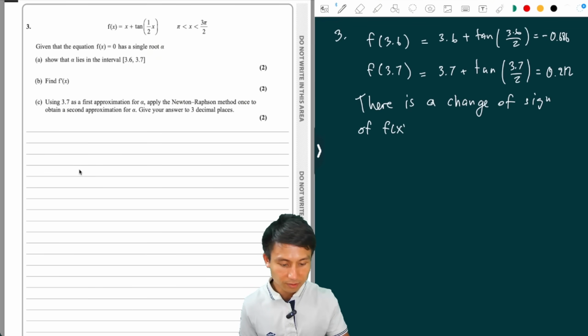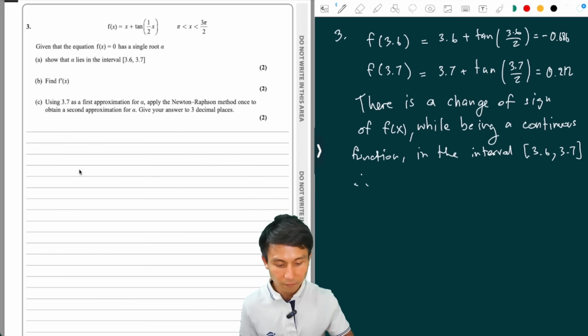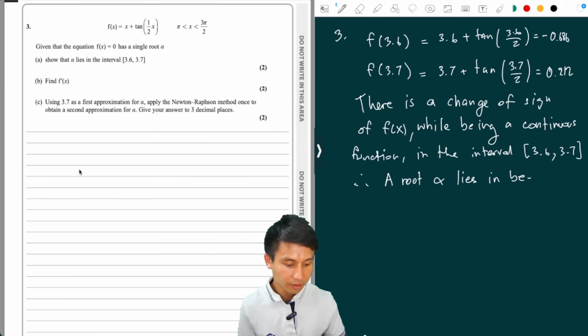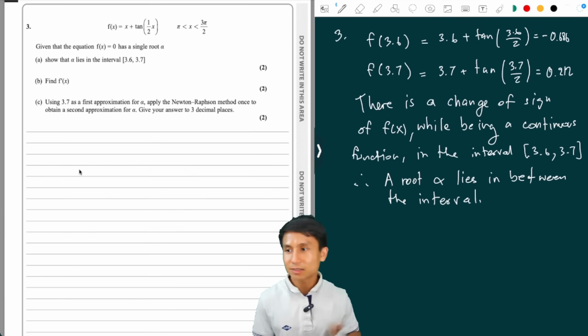of f(x) while being a continuous function in the interval 3.6 and 3.7. Therefore, a root alpha lies in between the interval. Okay, that's it. That's typical, and that's how you write it.